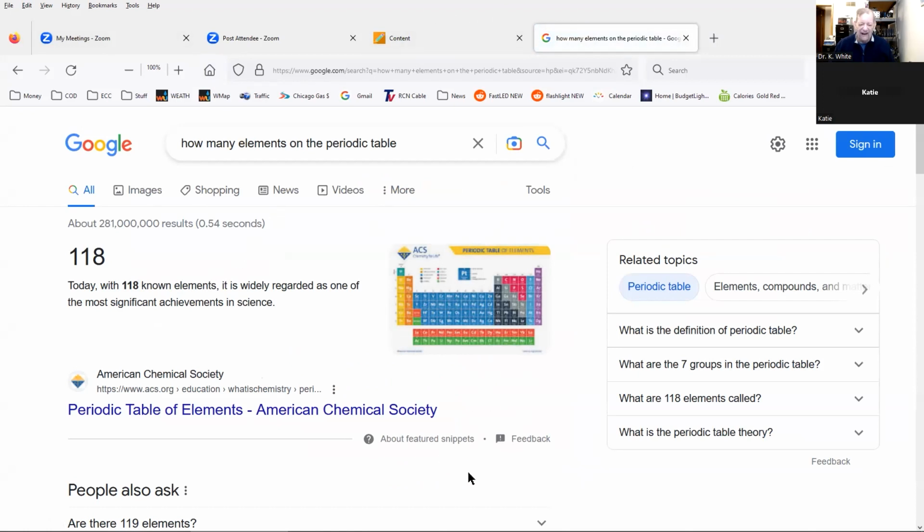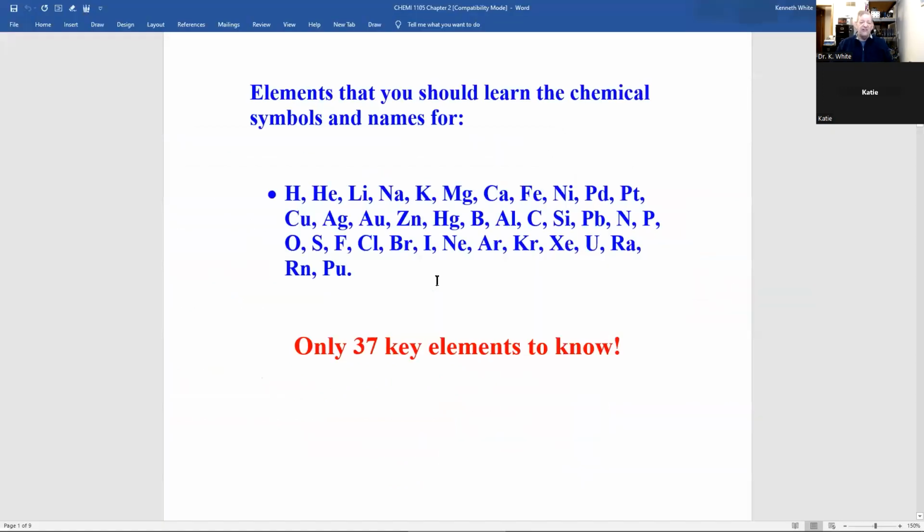But my special gift to you, instead of making you know all the elements, is these 37. What's the reason for only 37? Because these are the only ones I've used and you'll use in your daily life. So you should know H is hydrogen. If I ask, give the chemical symbol for helium, it's He. If I ask, what's the element that has the chemical symbol Al, you should be able to write down aluminum.